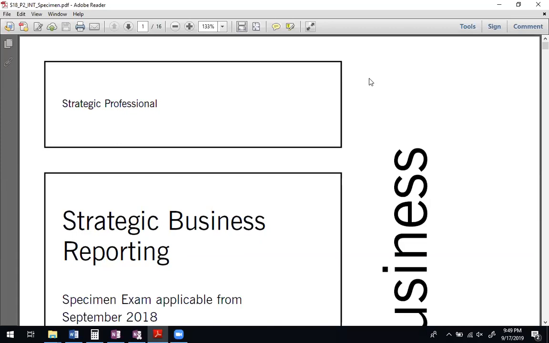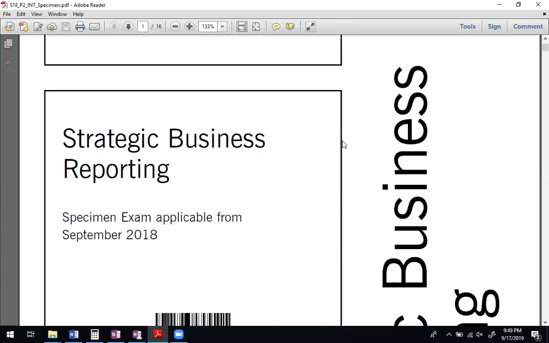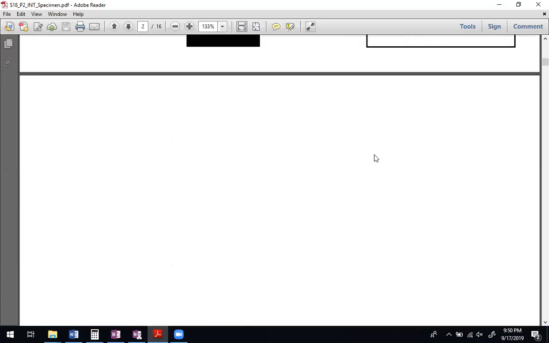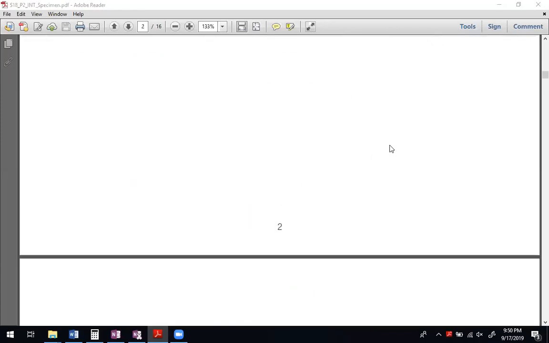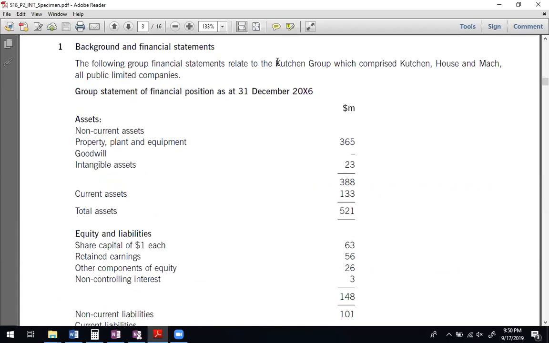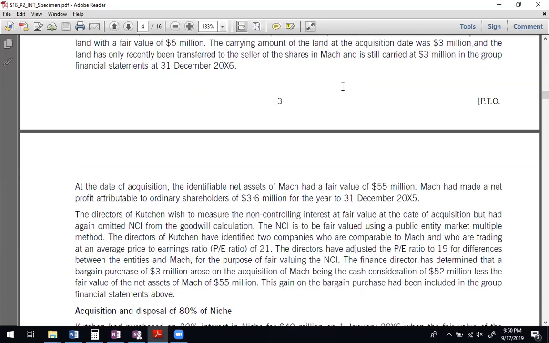Okay, everyone, welcome back. Now we're resuming the session and we're going to solve one more question relating to the basic consolidation. And this is specimen question number one, specimen one, question number one, by the name of Kuchin. So let's start from the requirement.